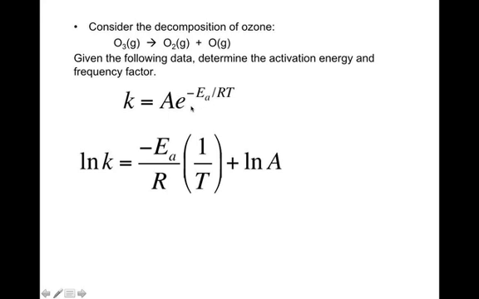Now in class, I showed you how to rearrange the Arrhenius equation to have the form below. The reason I show this form is that if I plot the natural log of the rate constant versus the inverse of the temperature, I will get a straight line. The slope of that line will be negative Ea over R, and the y-intercept will be the natural log of the frequency factor.